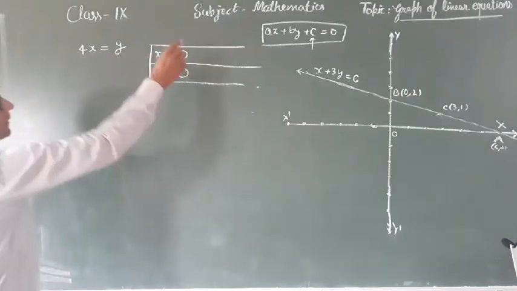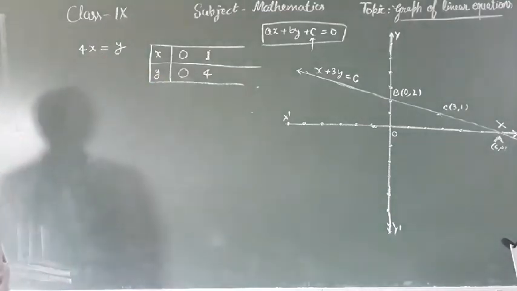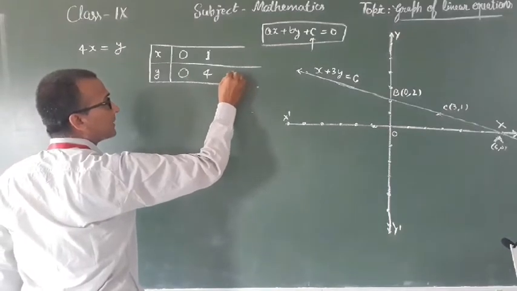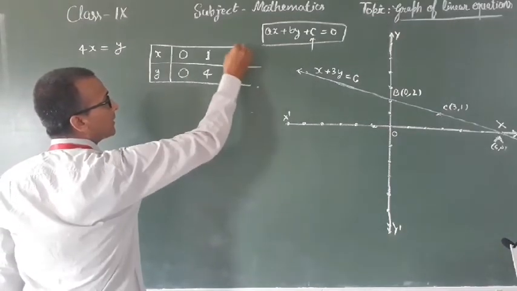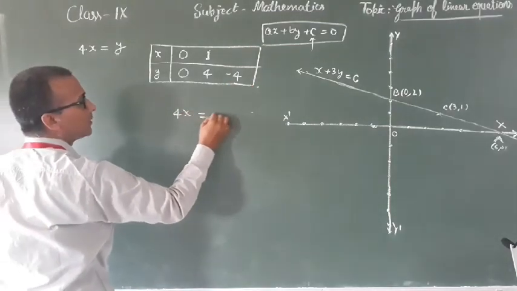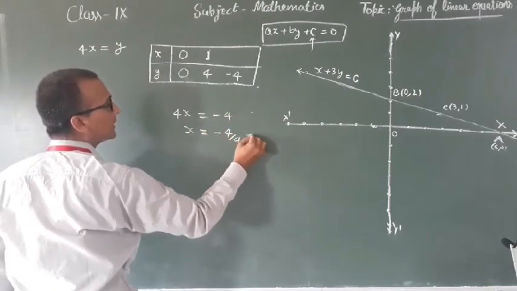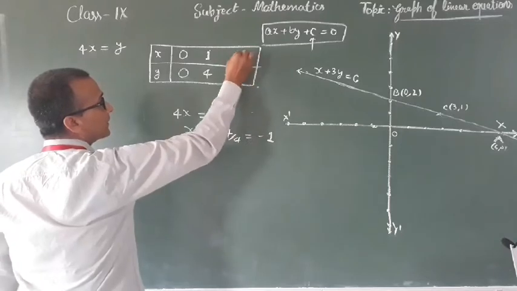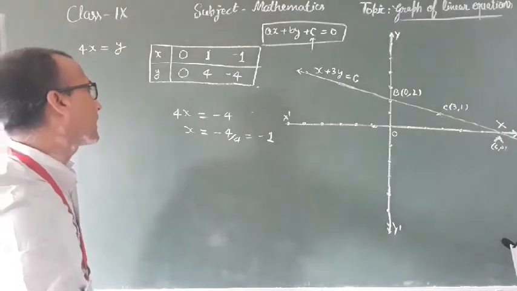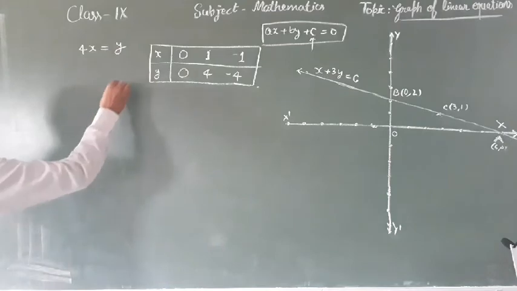Put the value of y is equal to 4, then the value of x will be 1. Value of y is minus 4, then the value of x will be 4x is equal to minus 4. When x is equal to minus 4 upon 4 and this is equal to minus 1, the value will be minus 1. We have 3 points and we can easily plot this line on Cartesian plane.